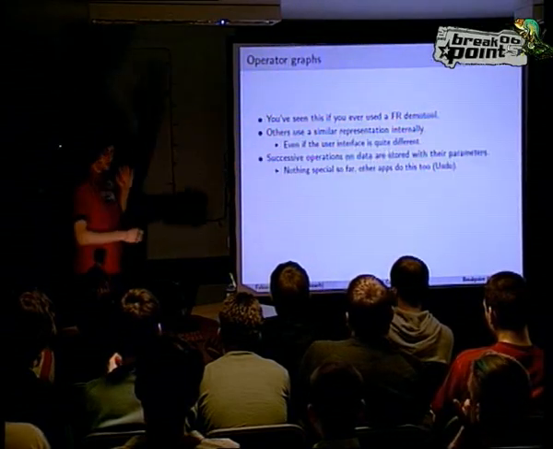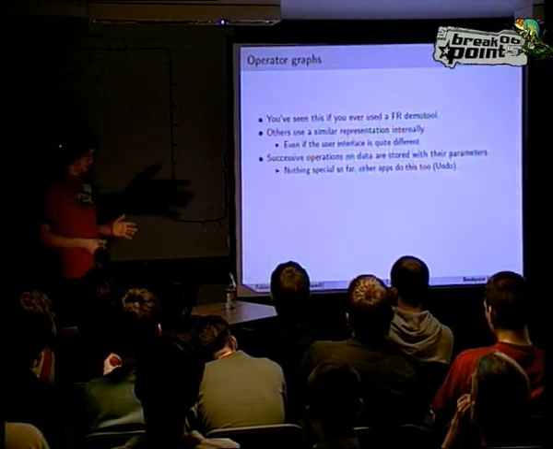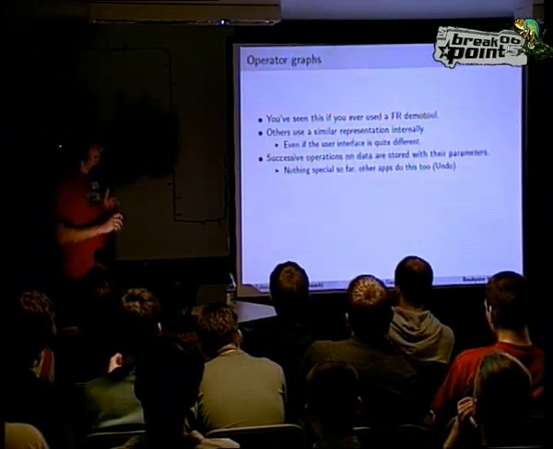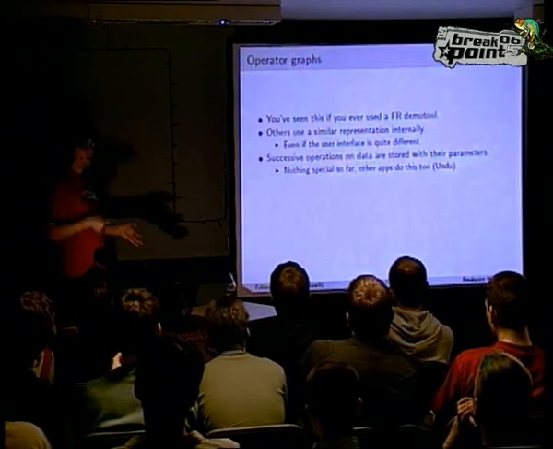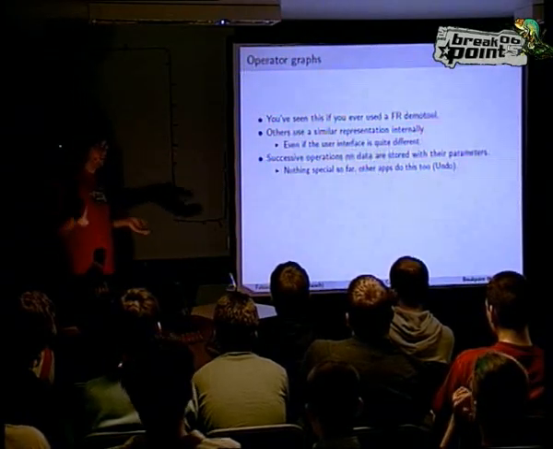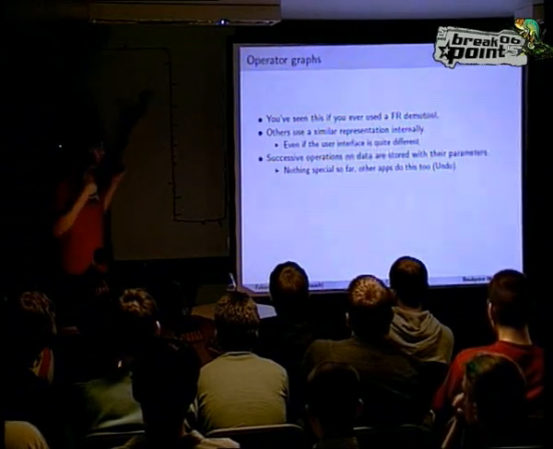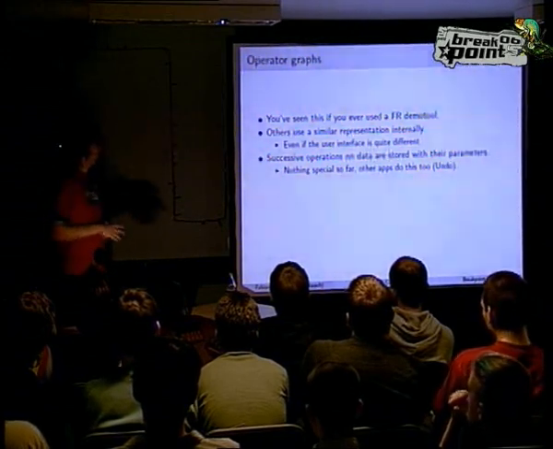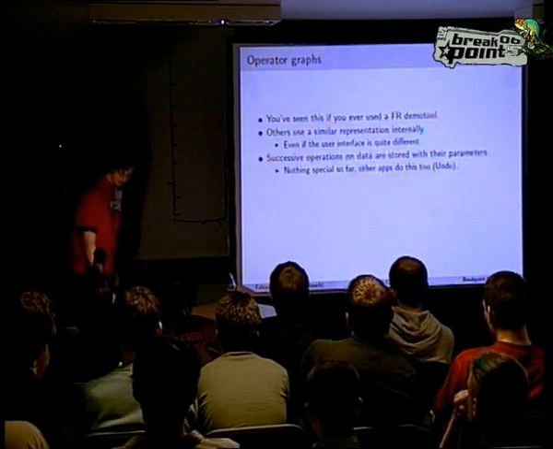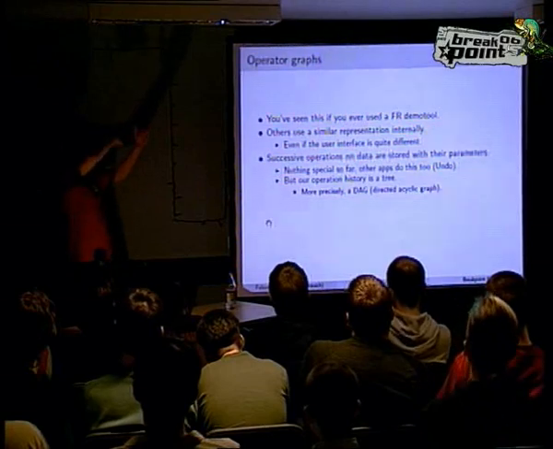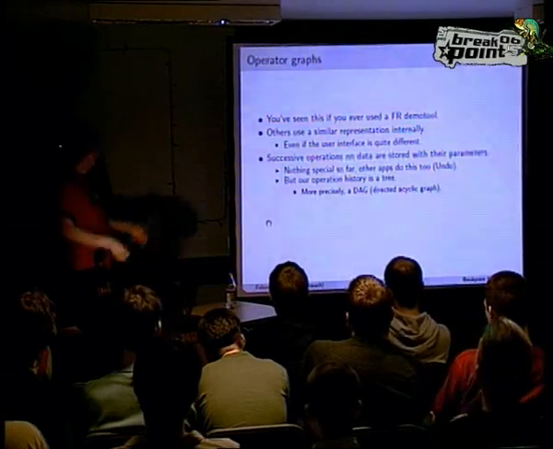Successive operations on the data are stored together with the parameters. This by itself is nothing spectacular. Every application that has any kind of undo functionality has to do that too. To revert an operation, it needs to know what exactly has been done and have a reverse step. But in our case, and that's the interesting part, the history is not a linear list of operations, but a tree. So you can make branches.